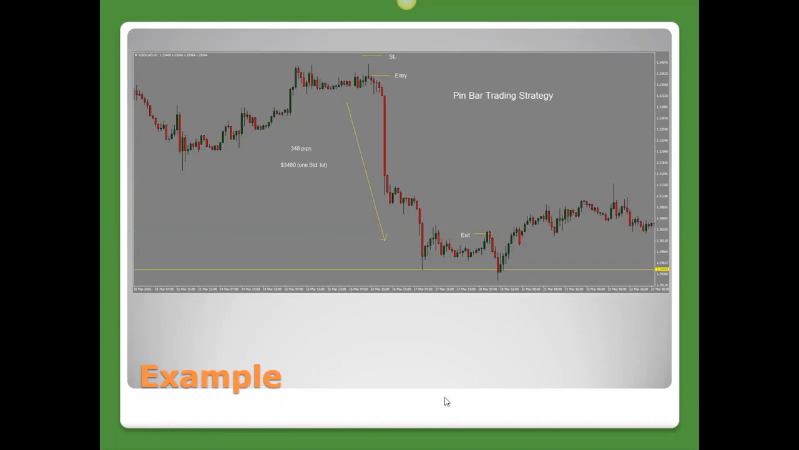So those are some of the examples I have. Any other questions about the pin bar strategy? Would you guys like to see some more examples? We can go on the charts to look at more examples.